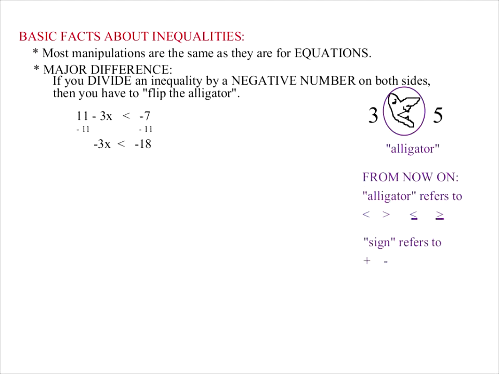But then your next step is division by -3. So we all know what happens. We have to flip the alligator. So once you do that, you've got yourself an x, you've got yourself a 6, but now your alligator is facing the other way. So this is all pretty basic. Smiley faces if you're with this. This is a major difference between inequalities and equations.